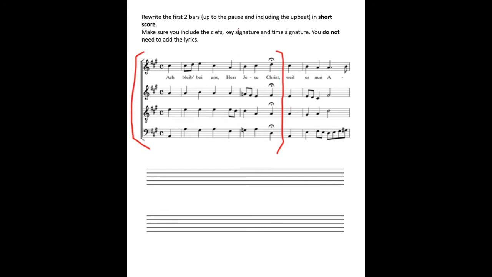Okay, make sure you add the clefs, time signature, key signature and time signature. You do not need to add the lyrics, so that's good. So we don't need to write these in underneath. So we'll start with the clefs then.